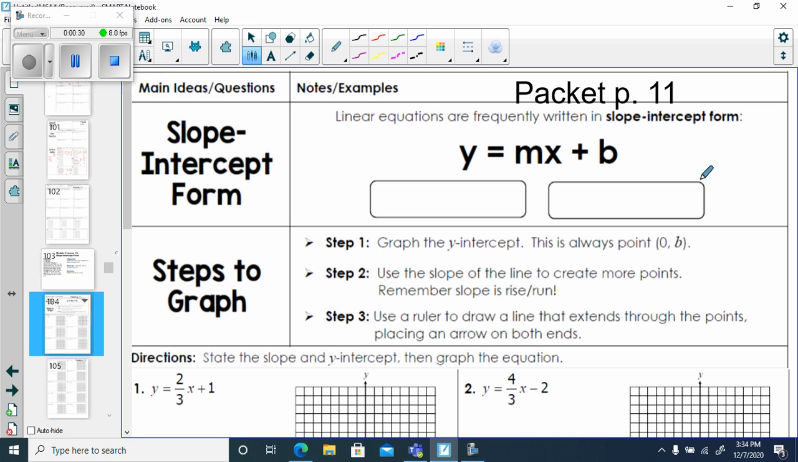Now, let's start by looking at the linear equation y = mx + b. This is called the slope-intercept form. m is your slope. b is your y-intercept. It's where it crosses the y-axis. Okay? So m equals slope, the slope of the line. b is your y-intercept.